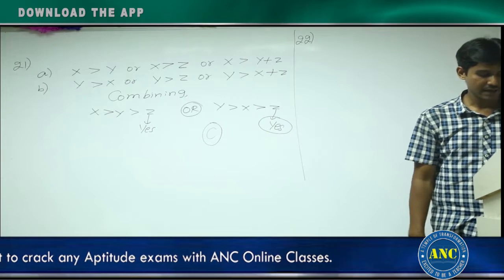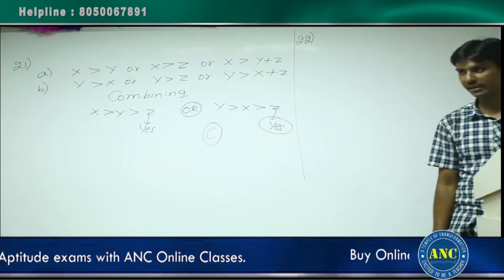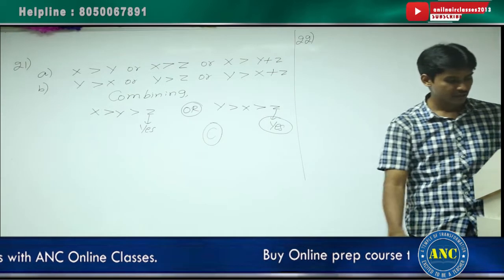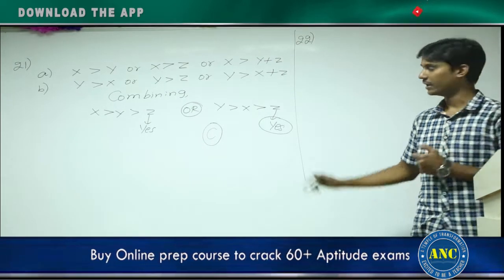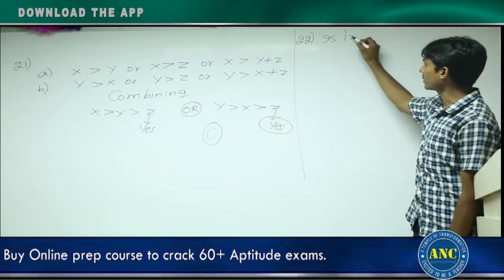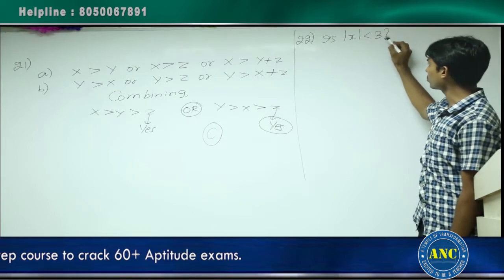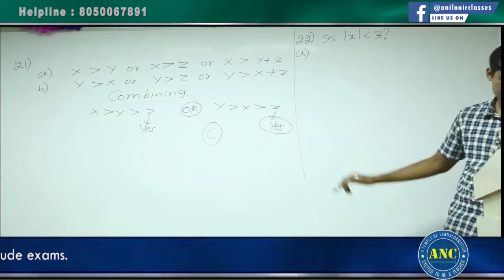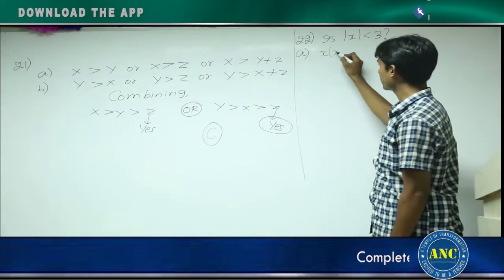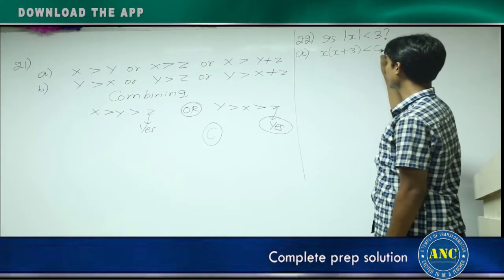22nd question. Let x be a real number. Again, x is belonging to a real number. Is the modulus of x necessarily less than 3? They are asking, is mod x necessarily less than 3 is the question. First statement alone. Statement 1 alone. X into x plus 3 is less than 0. Please see here. X into x plus 3 is less than 0.